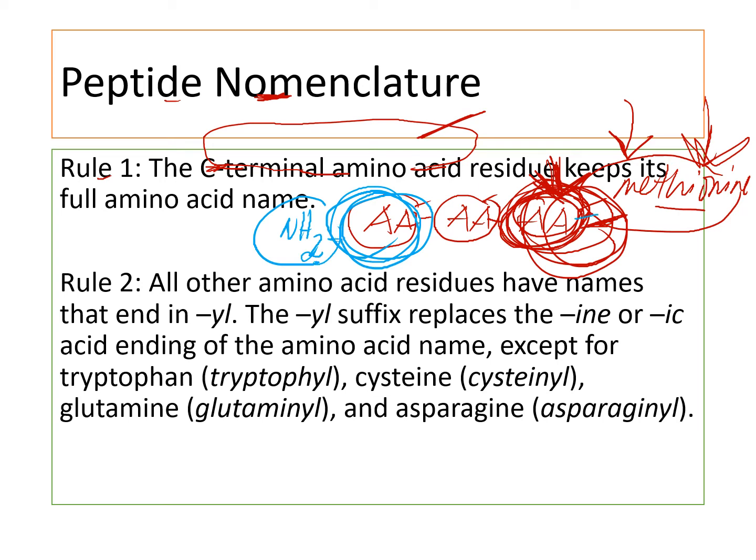On the right, you have the C double bond OH. On the left, you have the NH2, the amino group. This is known as your N-terminal amino acid. This is your C-terminal amino acid.